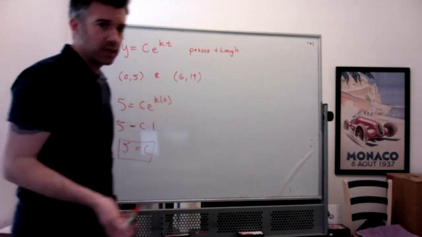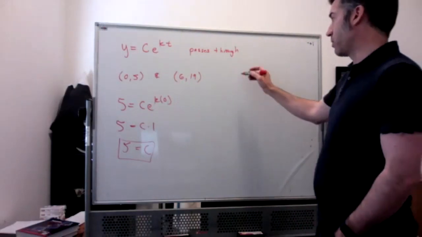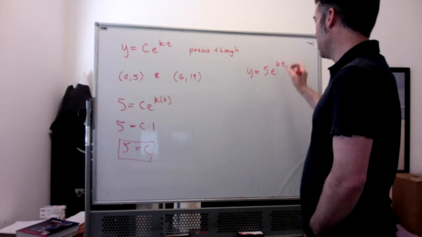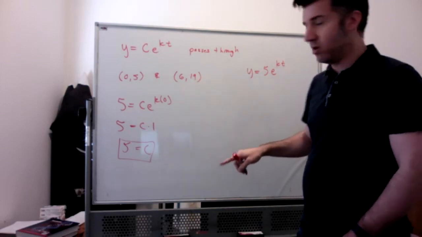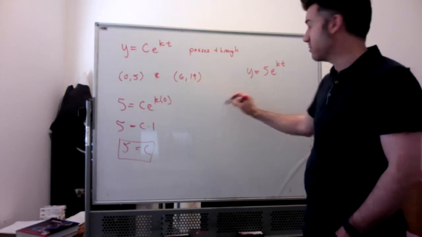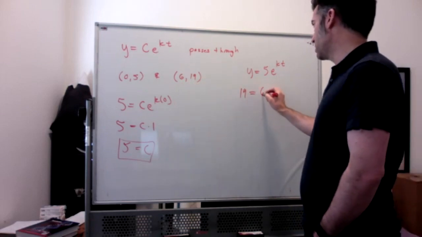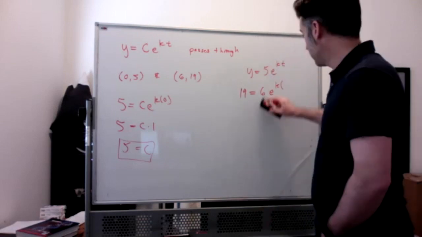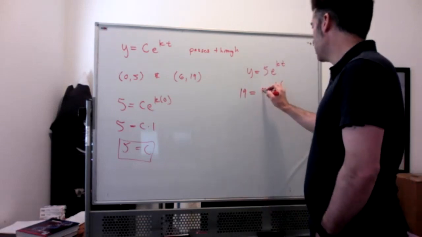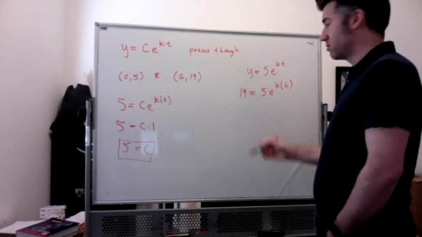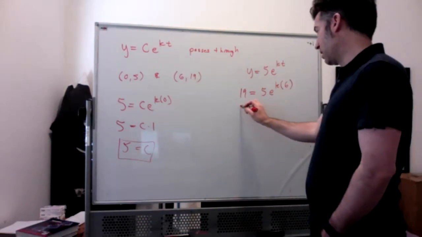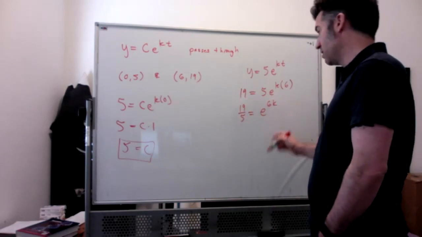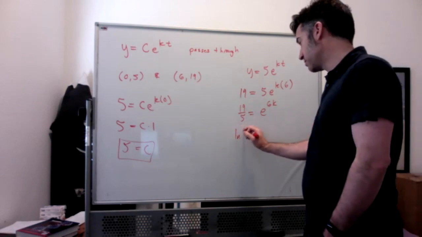Great. Now we're going to go back and modify. We say, okay, now I've got y equal to 5 e to the k t. And then we're going to plug in our other piece of information, where t is 6 and y is 19. So 19 equals, sorry, not 6, 5 e to the k times 6. Now we're going to solve for k. So we get 19 fifths equals e to the 6k. Take the natural log of both sides.